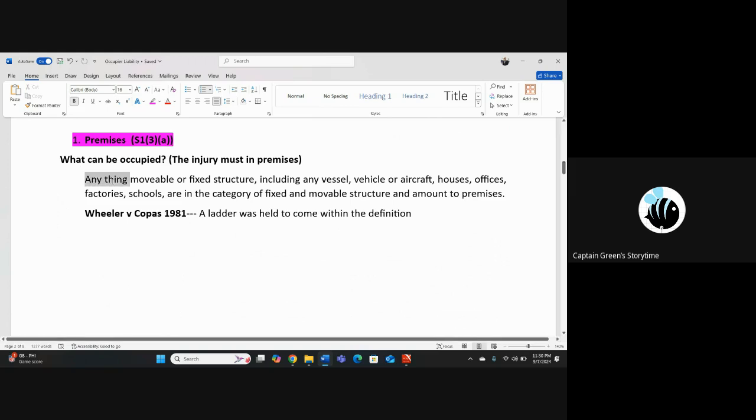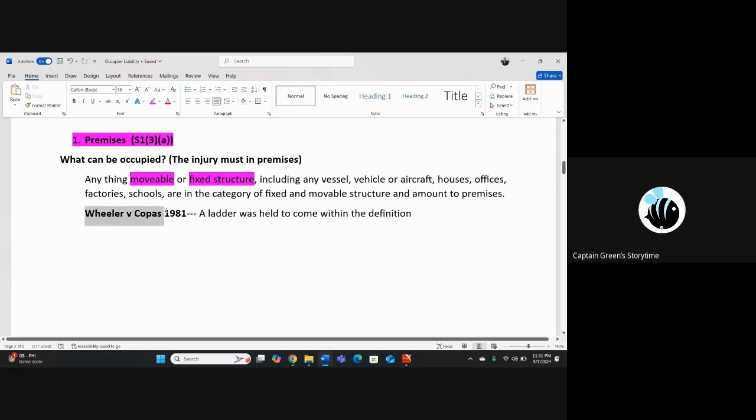What can be occupied? Anything movable, number first, or a fixed structure, including any vessel, vehicle, aircraft. Houses, offices, factories, schools are in the category of fixed and movable structure and thus amount to premises. So this clearly tells what amounts to premises. So first of all, in solving a problem, you must look at whether the place where the injury has occurred amounts to premises or not. If it is a house, then you should state that according to the above definition, it fits in the category of movable and fixed structure. Thus, it is a premises and the injury has occurred in the premises.